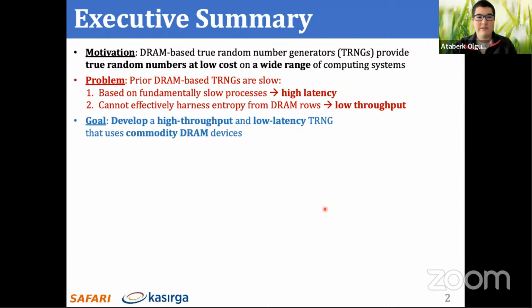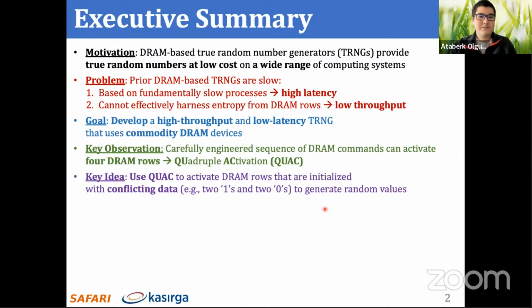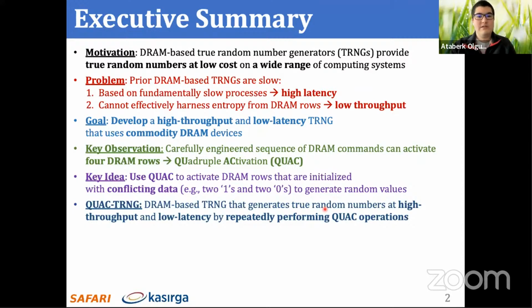Our goal in this work is to develop a high throughput and low latency TRNG that can be implemented using commodity DRAM devices. We make the key observation that a carefully engineered sequence of DRAM commands can activate 4 DRAM rows in quick succession. We call this new phenomenon quadruple activation, and refer to it as QUAC for short. Our key idea is to use these operations to simultaneously activate DRAM rows that contain conflicting data to generate true random numbers on DRAM sense amplifiers. We develop QUAC-TRNG, which repeatedly performs these QUAC operations and post-processes the results using cryptographic hash functions to generate true random numbers at high throughput and with low latency.